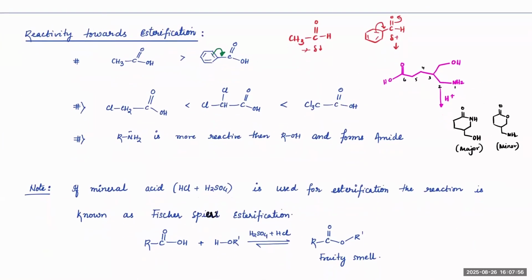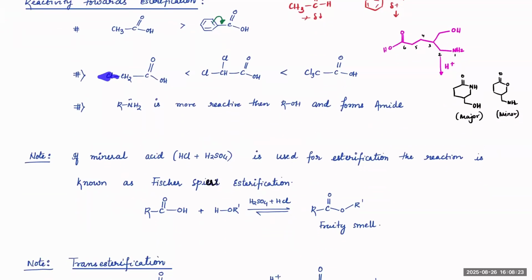Now, if you compare the reactivity towards esterification, a group which is donating will decrease the delta positive on carbon, so that will be less reactive. And a group which is donating even by resonance will be even less reactive. Correct? So if you compare acetic acid and benzoic acid, acetic acid will undergo esterification better. Next, if you have one chlorine, two chlorines and three chlorines, obviously three chlorines will be more strongly withdrawing. That increases the delta positive on carbon, so the reactivity of this acid will be more.